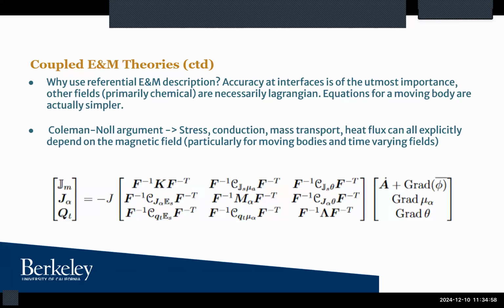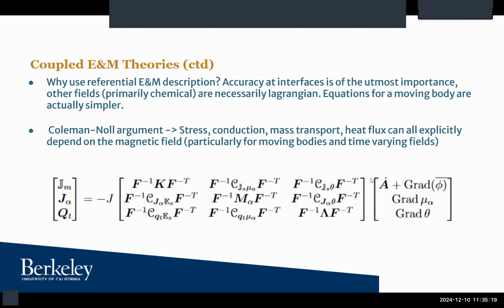Also, there's like 9 to 10 degrees of freedom per node. Just making this as simple as possible is also very important. Make this efficient. And also, if you do this in a Lagrangian framework for everything, in the case of a moving body, the equations are actually much simpler.